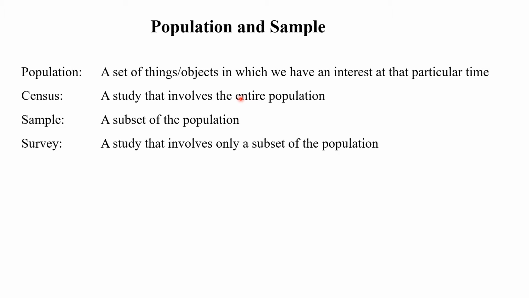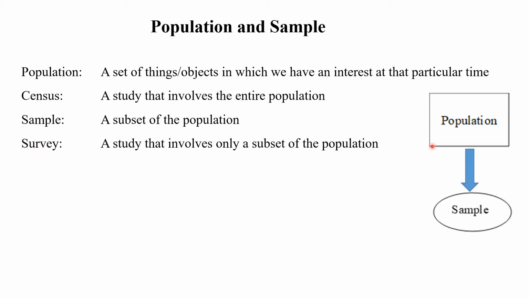But most of the time, we take a subset of the population. Then that process is called a survey. So population: a set of things or objects of interest at a particular time. We study the entire population, the process known as census. But most of the time, we're not able to do that. So we study a subset, it's called a sample. That process is called a survey. So from the population, we take a sample and study the sample.